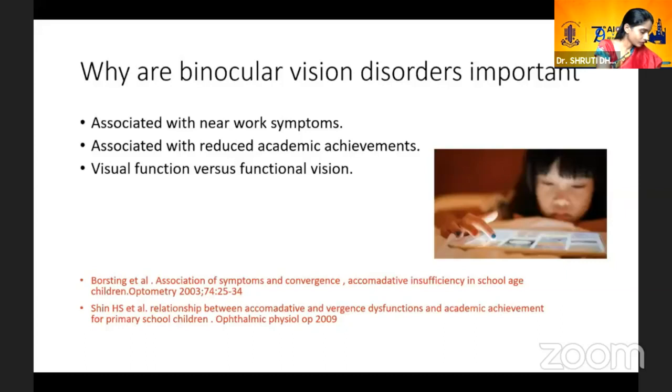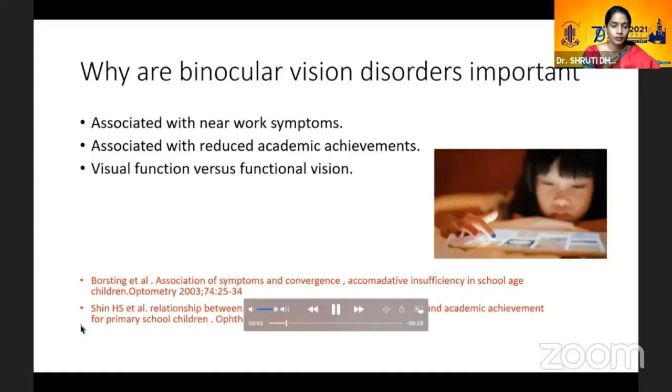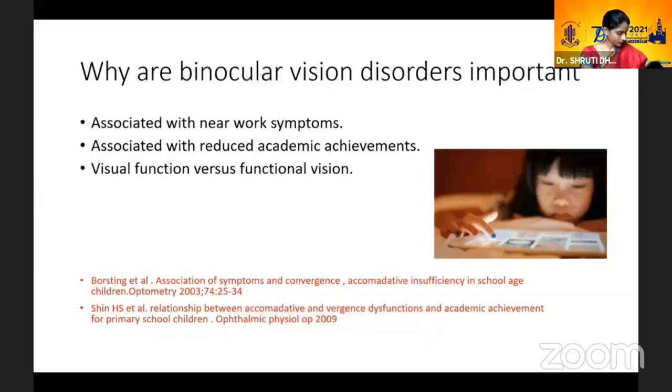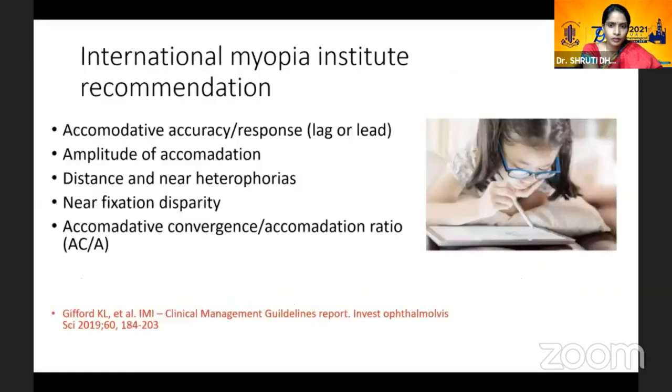What we forget is the functional vision. Now, what is functional vision? That is near work and whatever a child does. And today, there is definitely an epidemic of myopia, but there is also an epidemic of near work and near work symptoms. Now, binocular vision disorders have been shown to be associated with near work symptoms and with reduced academic achievement. And therefore, we should be concentrating not just on the visual function of myopes, but also the functional vision of myopes. The International Myopia Institute recommends that we do these 5 tests for each myopic child.